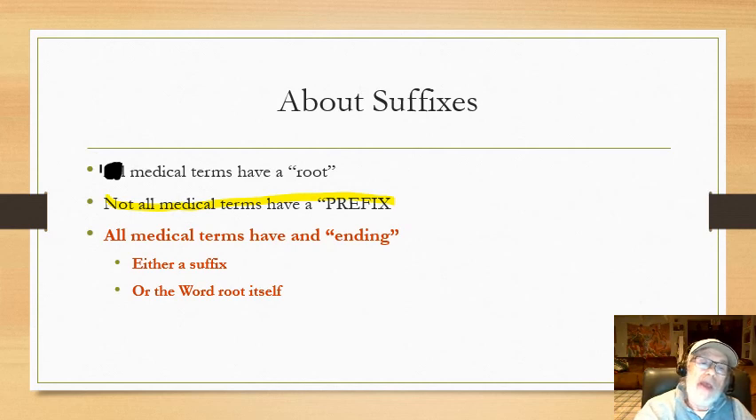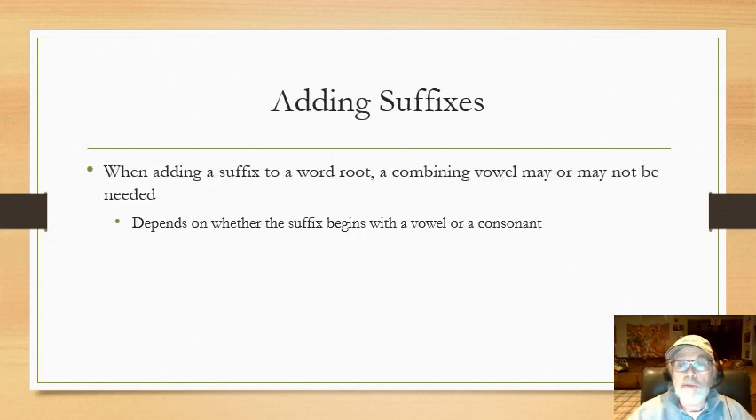However, if I do have a word root, what happens? It has to end with a suffix. Sometimes the word is just a word root that has a specific meaning and doesn't need one, but generally, as a principle, a word root is going to have to be finished off with a suffix, which was the first rule that we talked about last time.